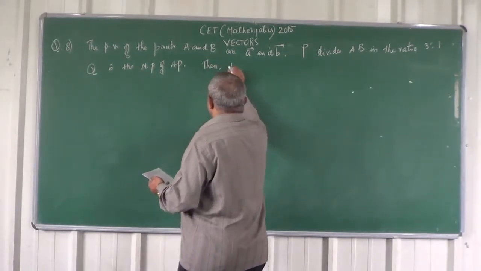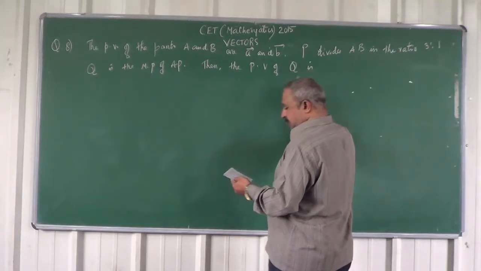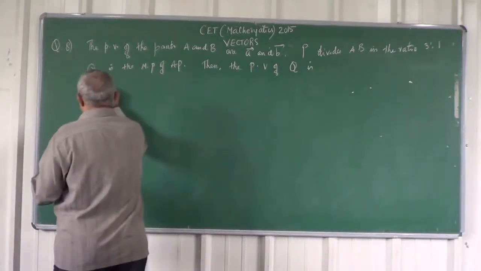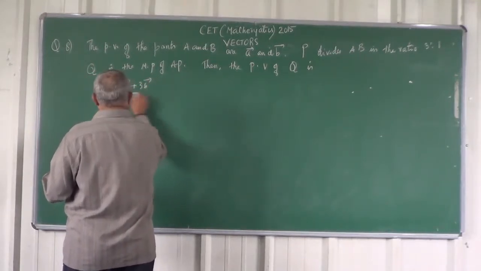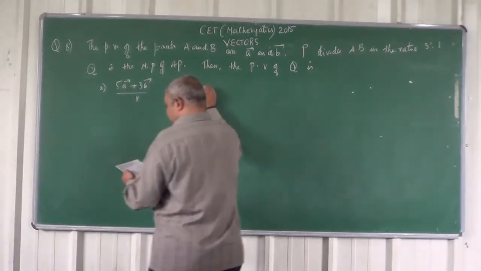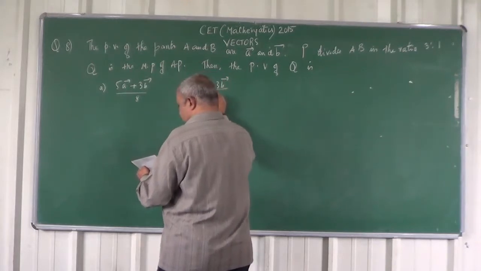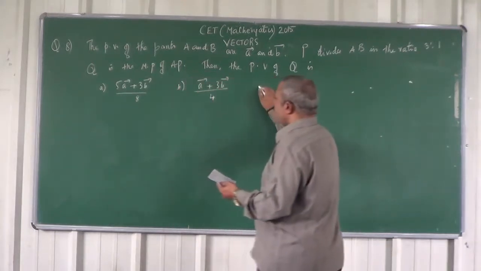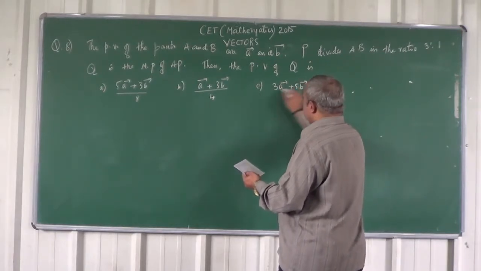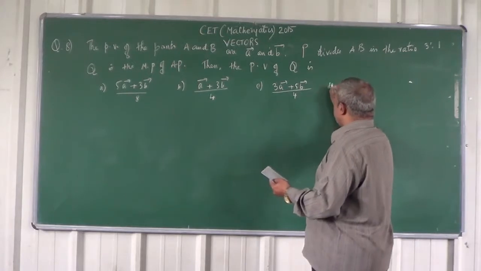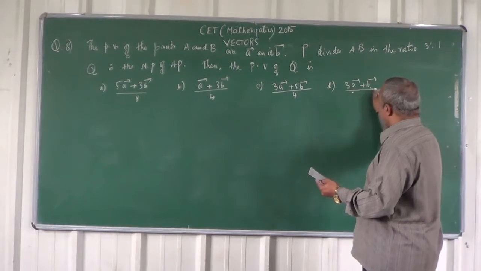Then the position vector of Q is: Option A, 5A vector plus 3B vector divided by 8. Option B, A vector plus 3B vector divided by 4. Option C, 3A vector plus 5B vector divided by 4. Option D, 3A vector plus B vector divided by 4.